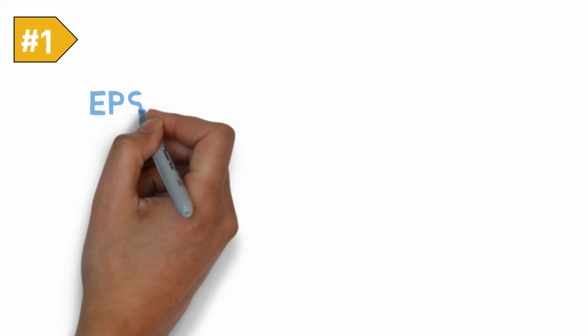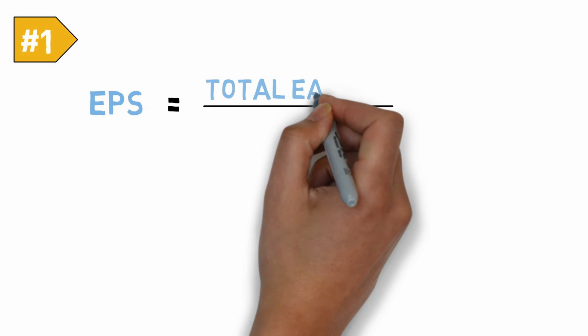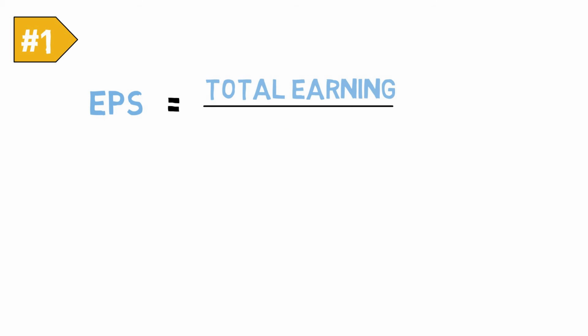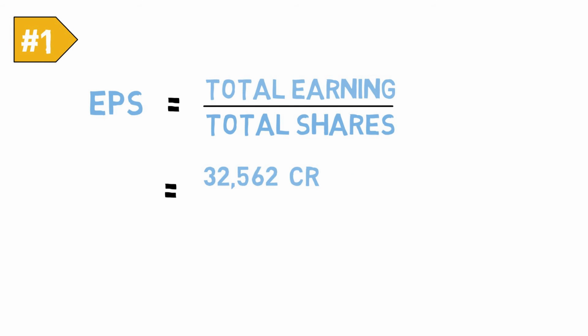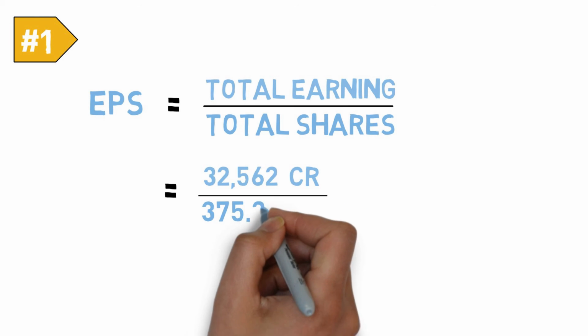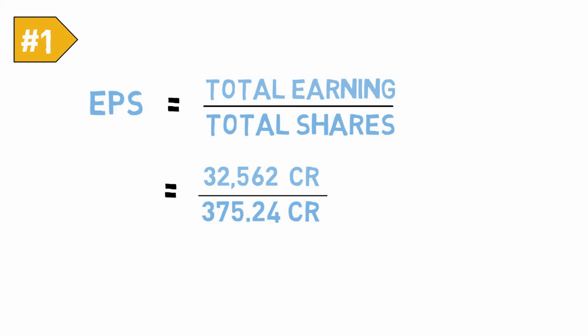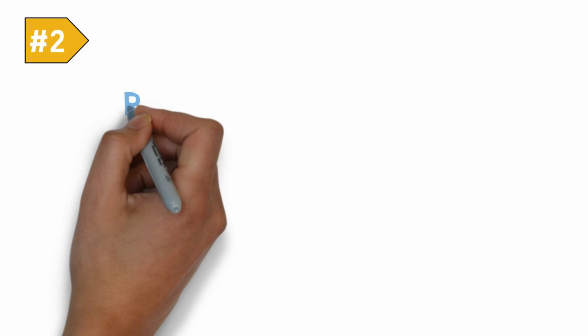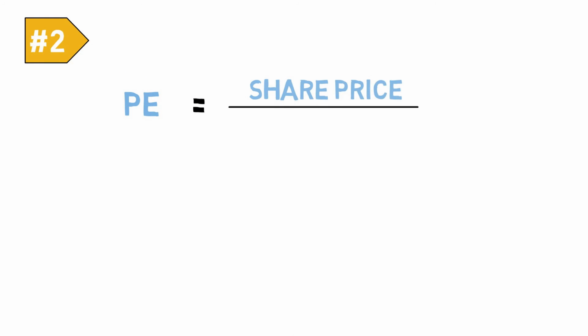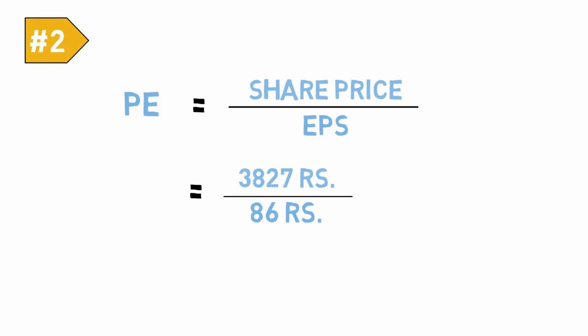As we have discussed, the formula for EPS is total earnings divided by total shares. The total earning of TCS is 32,562 crores divided by total number of shares, which is 375.24 crores, which results in 86 rupees. The more the EPS value is, the better the company is. Next is PE ratio, which is calculated as share price divided by EPS. As the share price of TCS is 3,827 divided by EPS, which is 86, results in 44.25.